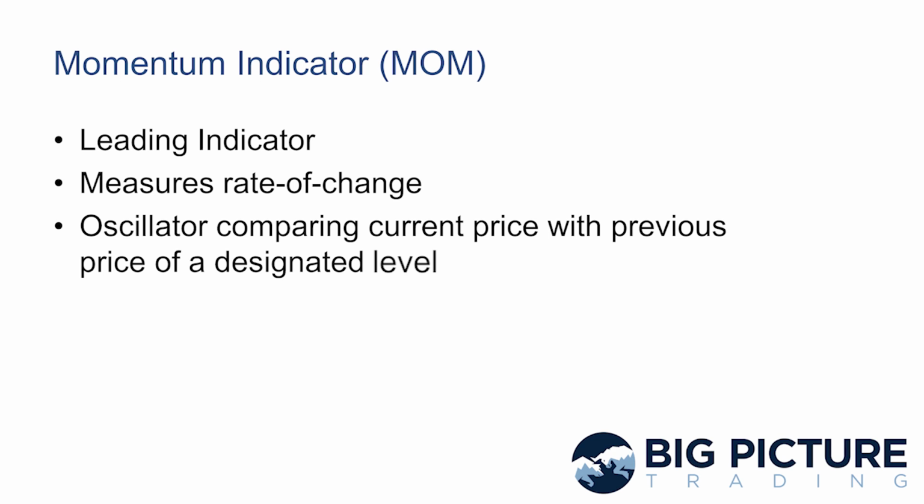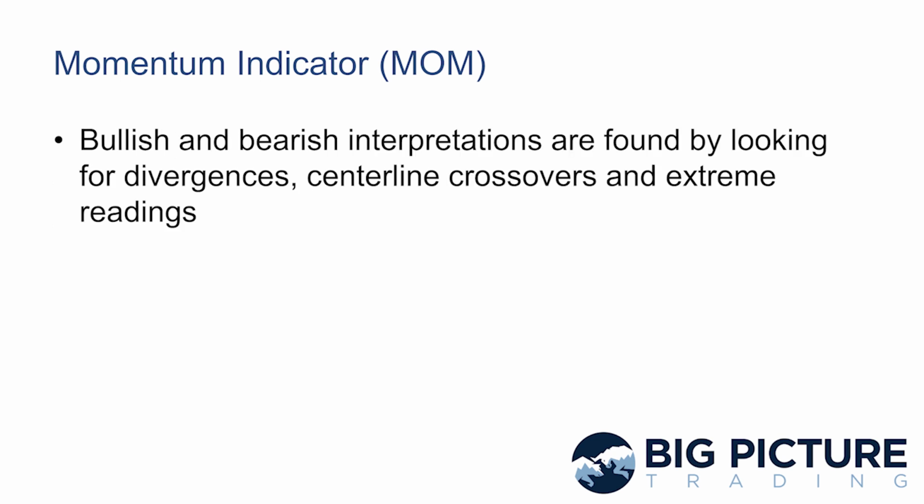What we're looking for, though, when we're looking at a momentum oscillator, is bullish and bearish interpretations that are found by looking at those divergences and the centerline crossovers of extreme readings, very similar to what we look for even in the MACD and RSI. But let's actually gauge what's going on here.